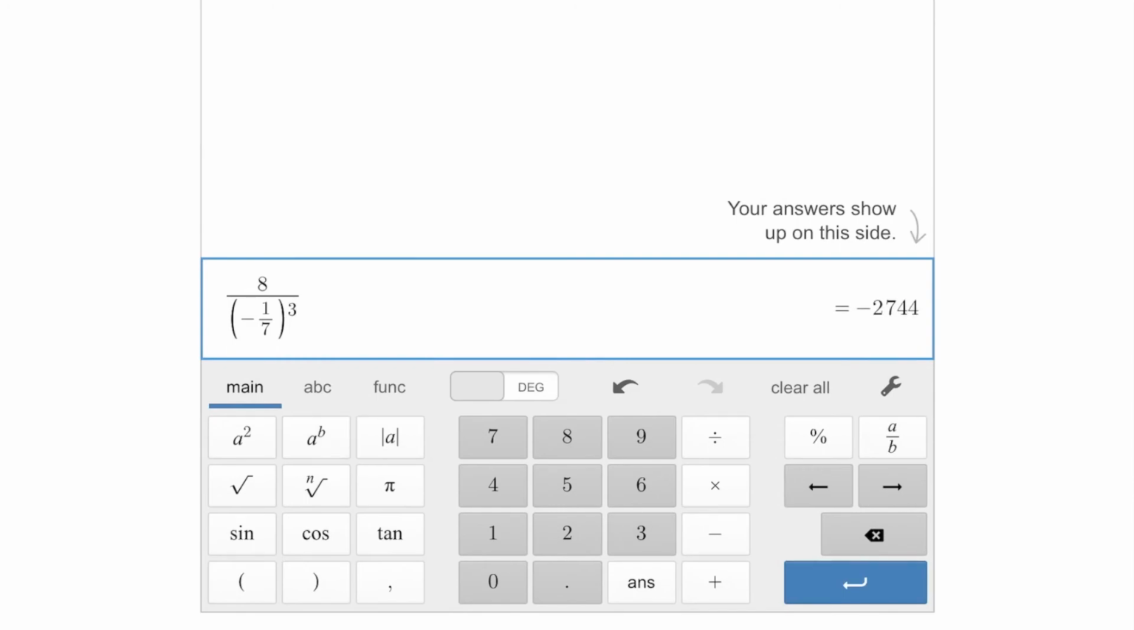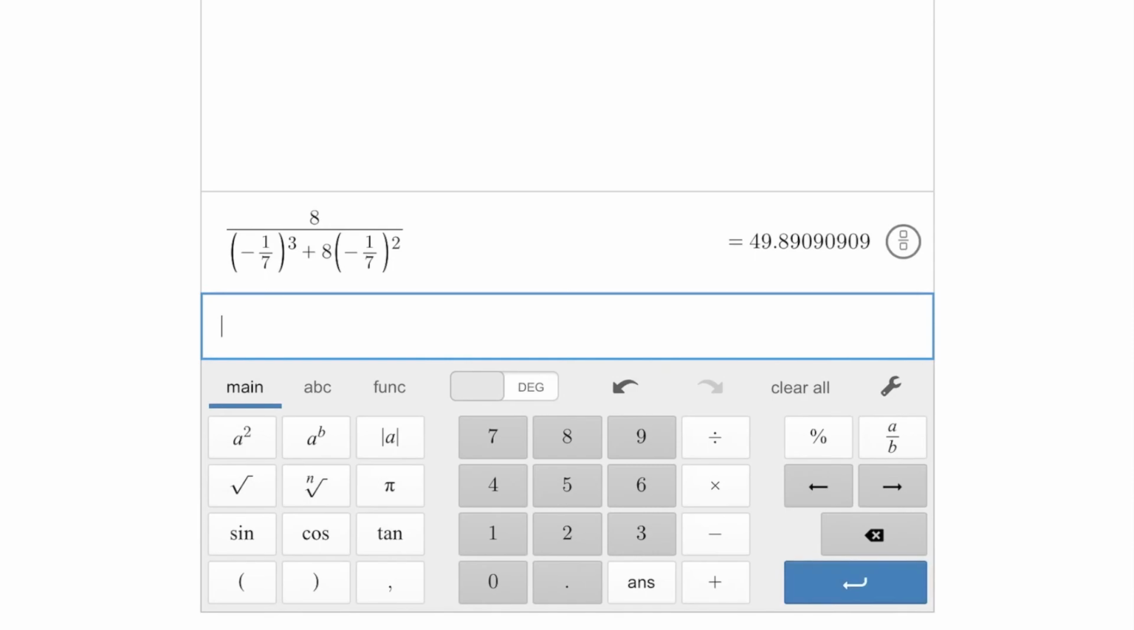Okay, and then I will go down, but I'm still in the denominator, plus 8 times -1 divided by 7. And that whole thing is going to be squared. Right, so I can say, okay, I have 49.89 on one side of the equation.